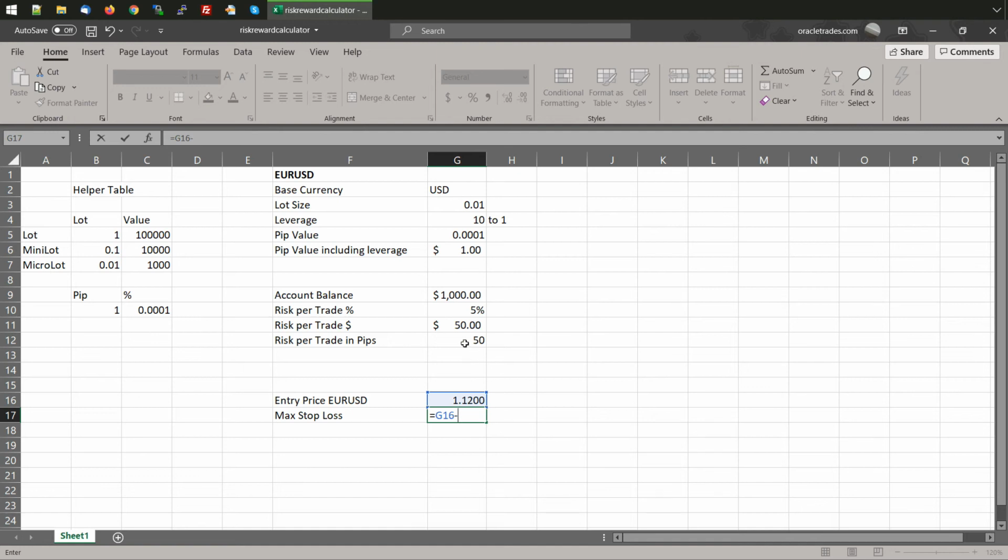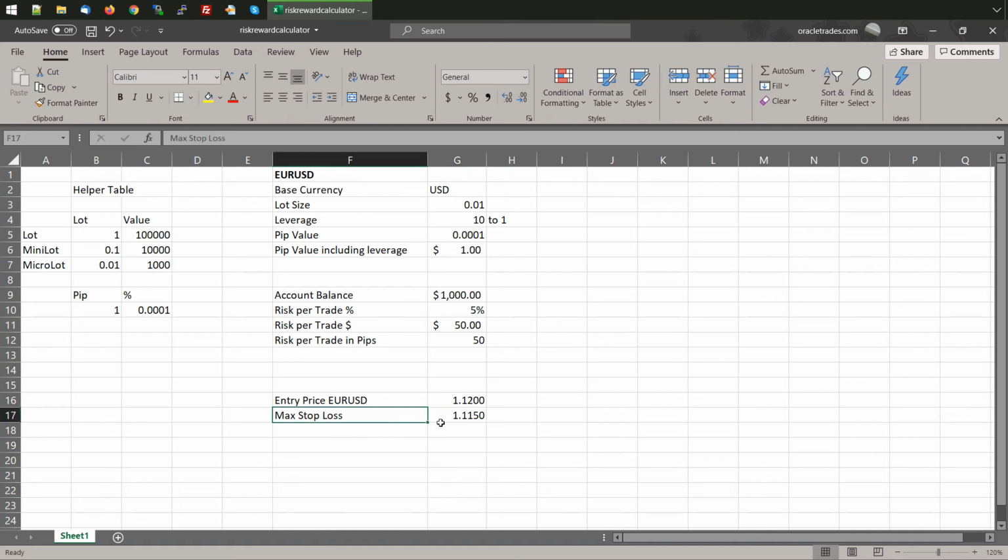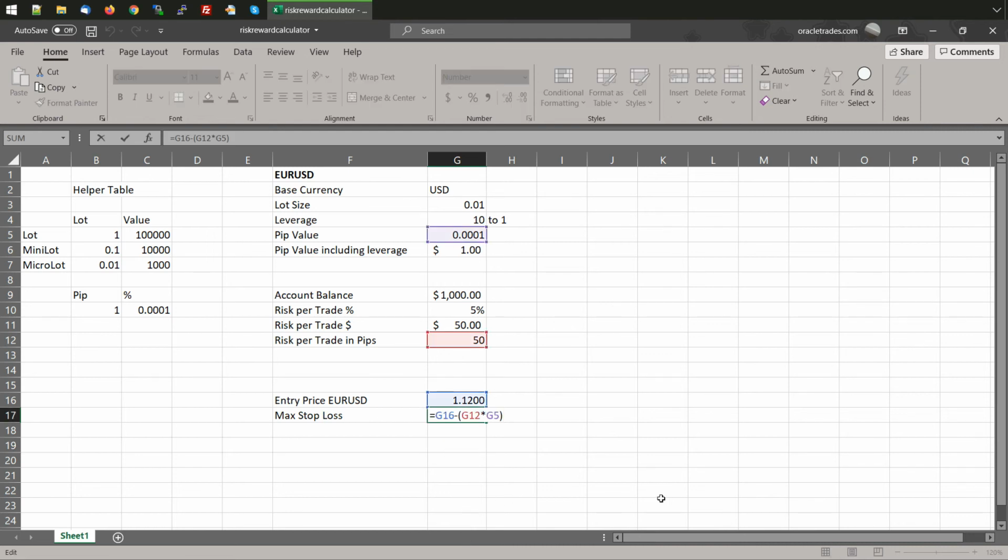So the 50 pips correspond to $50. That's our maximum risk. The 50 pips we have to get into currency format, right? So we're going to open a bracket and say 50 times the pip value. So that would mean that at a risk of 50 pips per trade, our maximum stop loss is 1.1150 on the Euro USD currency pair. And I guess you would have gotten to that number without the formula, but I thought it would be good to explain to you how to actually calculate it.